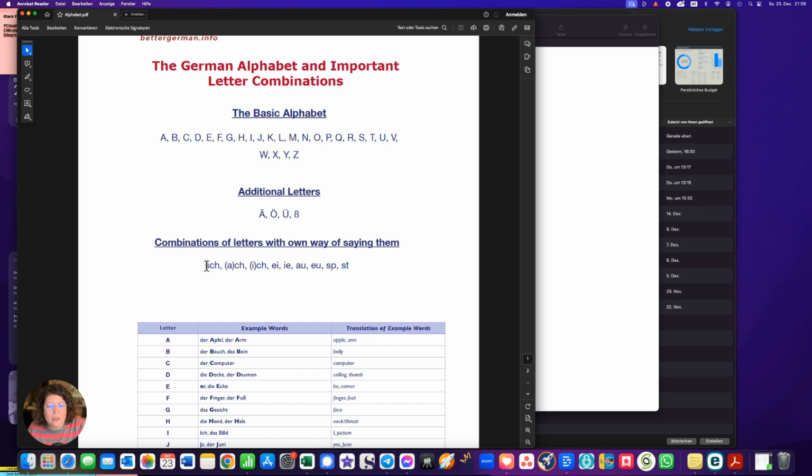So here is the first combination I want to tell you. This S, C, and H in German, SCH, is pronounced sh, like Schule, school.